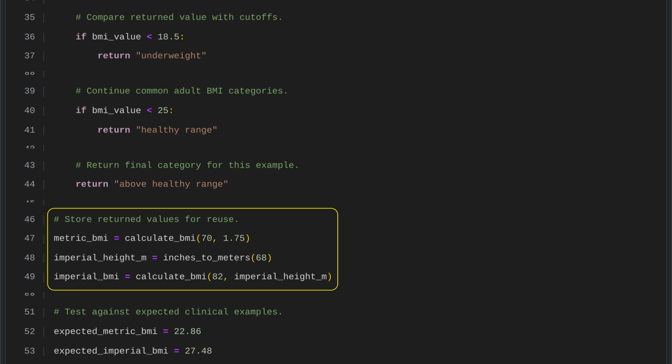The example calculates BMI in two cases. First, it uses the BMI function with a weight of 70 kilograms and a height of 1.75 meters. Then it converts 68 inches to meters and uses that converted height to calculate BMI again for a weight of 82 kilograms.